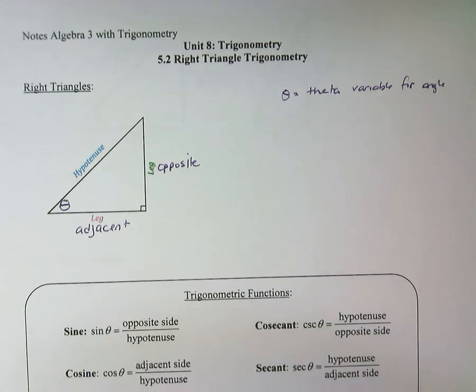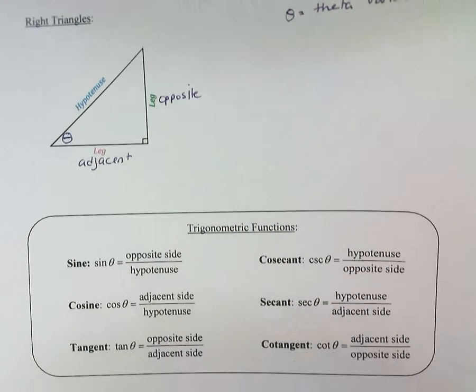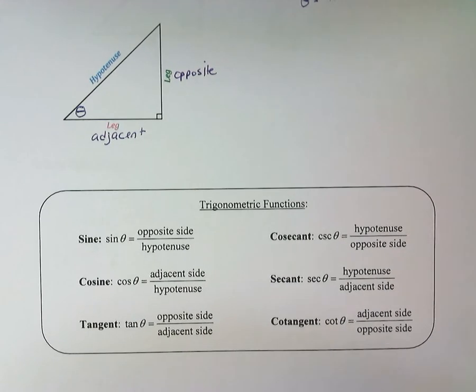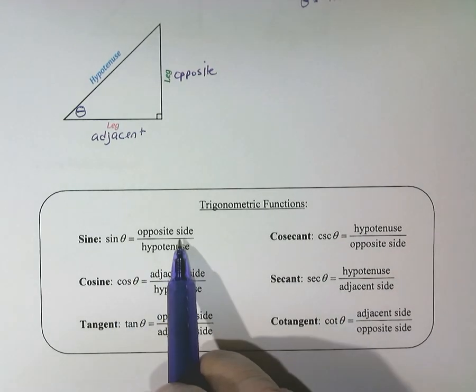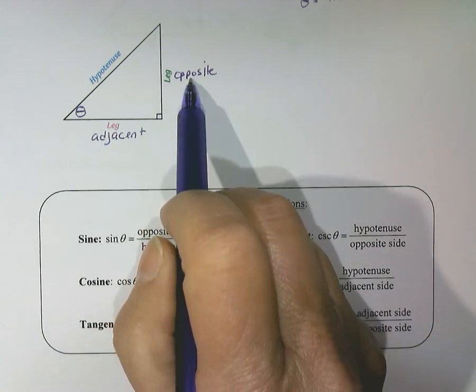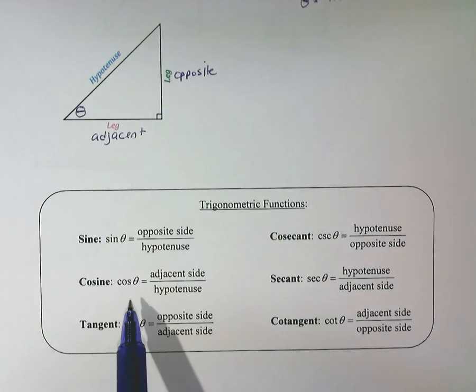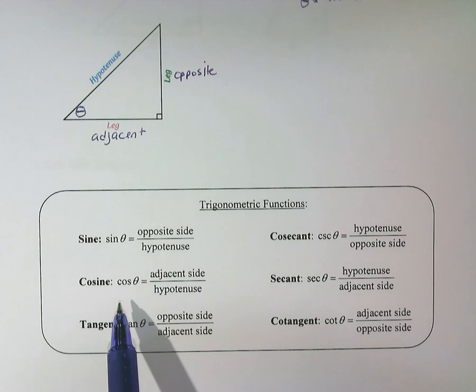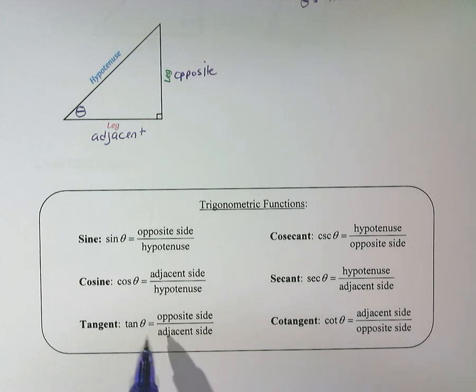So when you're doing the trigonometry ratios, sine of theta is going to be the opposite side over the hypotenuse. So it's the ratio of the opposite side over the hypotenuse. Cosine is adjacent over hypotenuse. Tangent is opposite over adjacent. And these you do have to know.